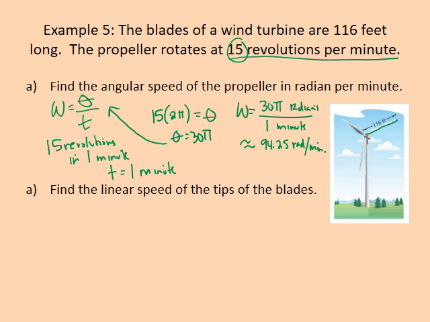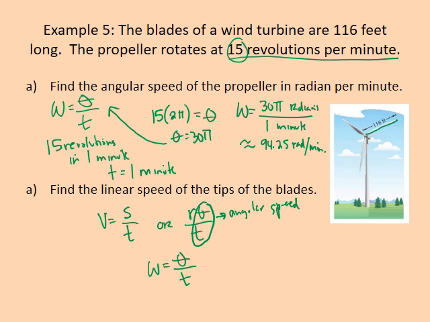To find the linear speed, as we recall, linear speed is arc length divided by time. Or we can think of it as arc length, which is r theta, divided by time. Well, angular speed is the angle divided by time. So right here is our angular speed. So if we take our angular speed and multiply it by the radius, we'll get our linear velocity. So our velocity is radius times angular speed.